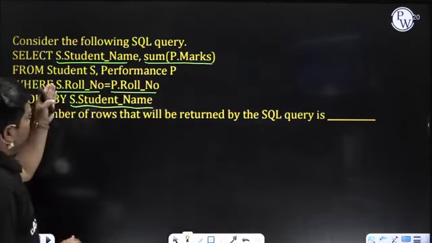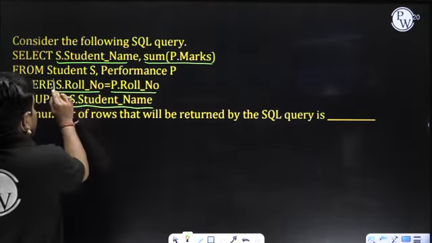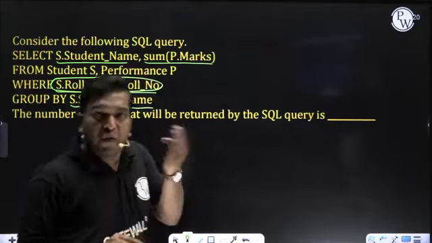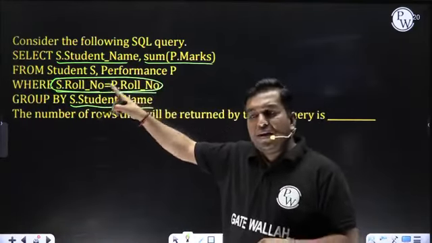So first of all, what do we have to do? We have to apply the cross product, and apply the condition that roll number is matching, then we do the group by. Because you know the clause order: first the from clause will be executed, then where, then group by. So first of all, we will take the cross product of both tables.